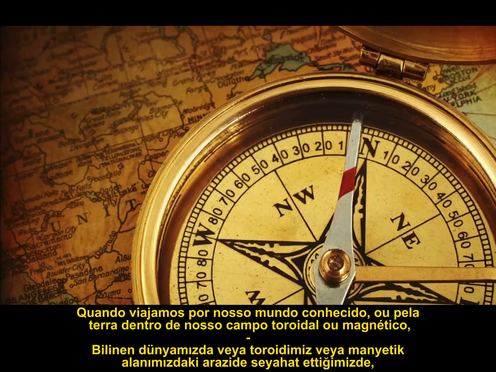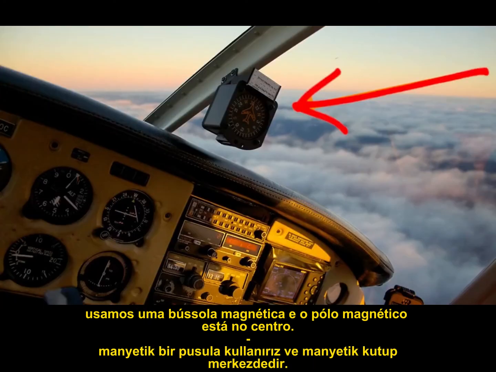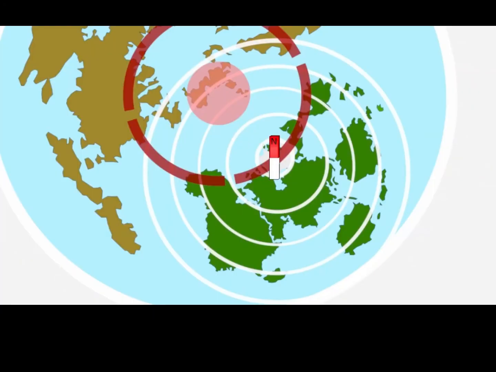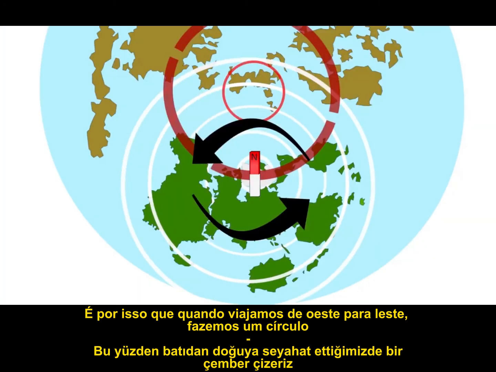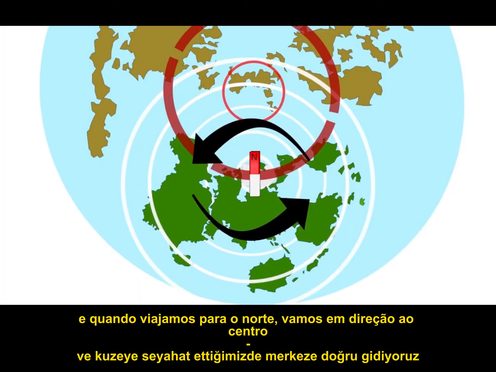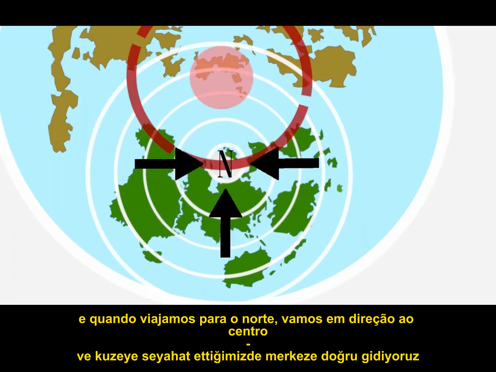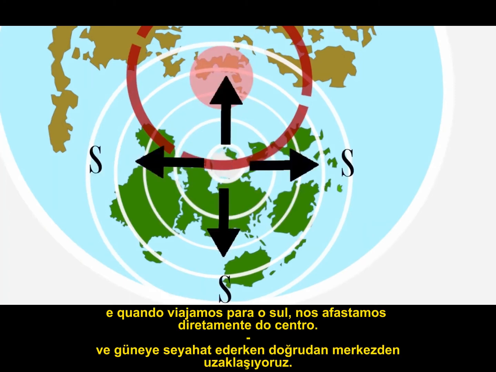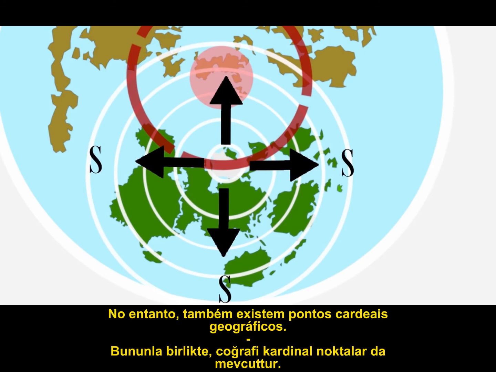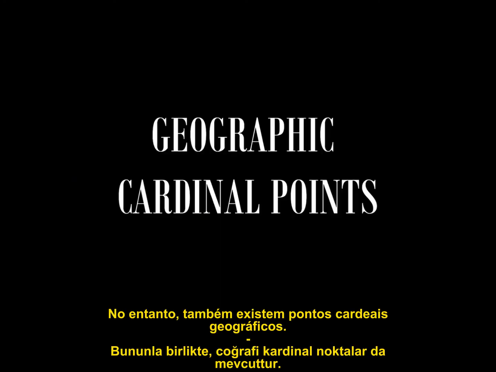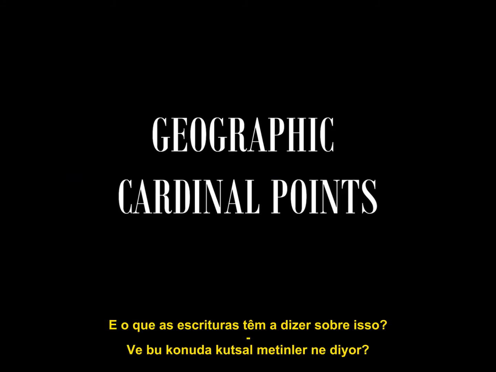When we travel across our known world, or the land within our toroidal magnetic field, we use a magnetic compass, and the magnetic pole is in the center. That's why when we travel from west to east, we go in a circle, and when we travel north, we go towards the center, and when traveling south, we move directly away from the center. However, there also exist geographic cardinal points. And what do the scriptures have to say about this?